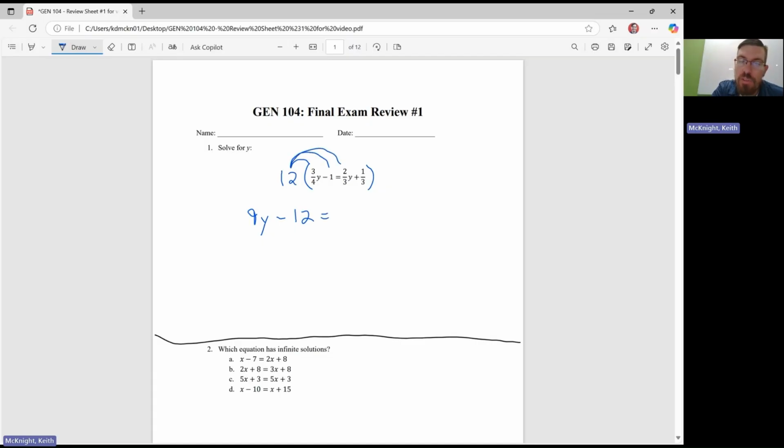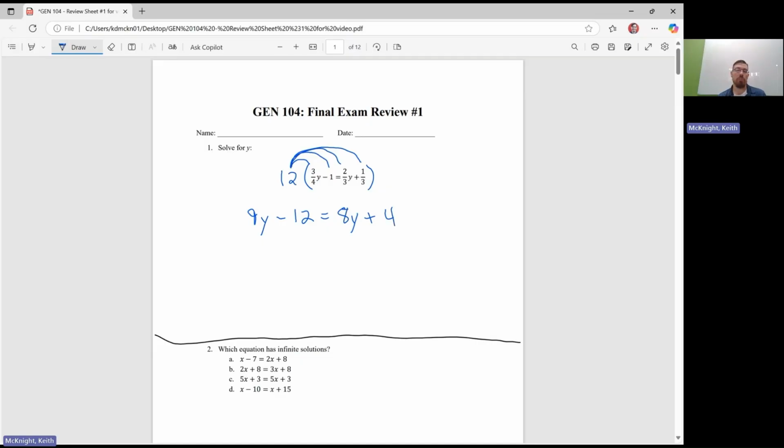now we're going to do the next side, 12 times 2/3. Again, 12 times 2 is 24. 24 divided by 3 is 8. So we have 8y, no more fraction. Then the last one, 12 times 1/3, that's 12 times 1, which is 12. 12 divided by 3 becomes 4. And again, you could punch these into a calculator to make sure that you're getting these numbers. But what should happen if you pick the right LCM to multiply by is you should no longer have fractions. So now this is a much easier question to solve.